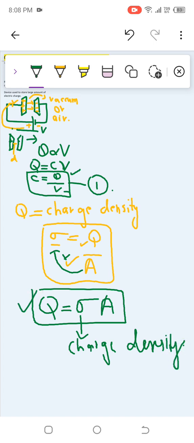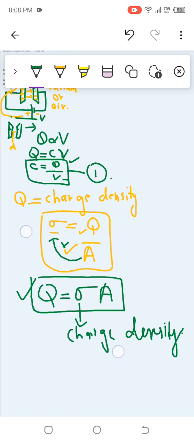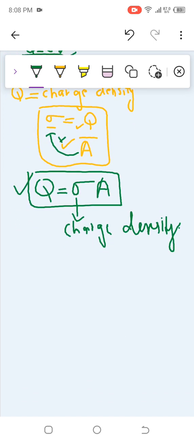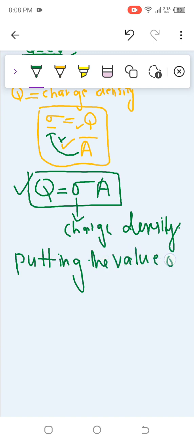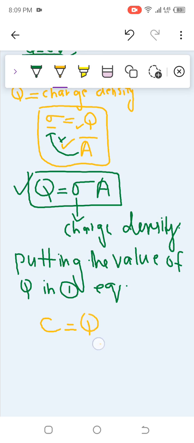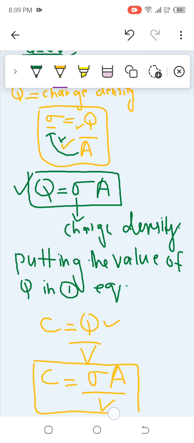Now here this Q we are putting in the first equation. The value of Q in first equation. What was first equation? That was C is equal to Q over V. Okay. After that here we're gonna put the value of Q, so Q is equal to charge density times area. C is equal to charge density times area over voltage.